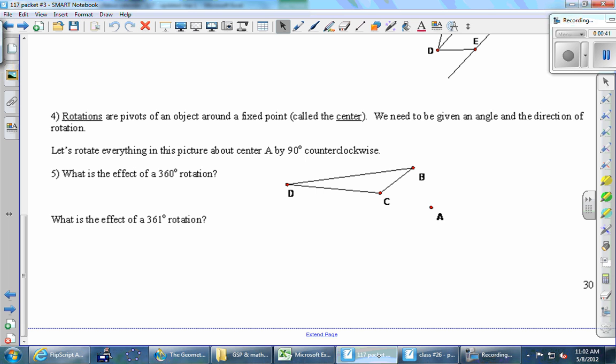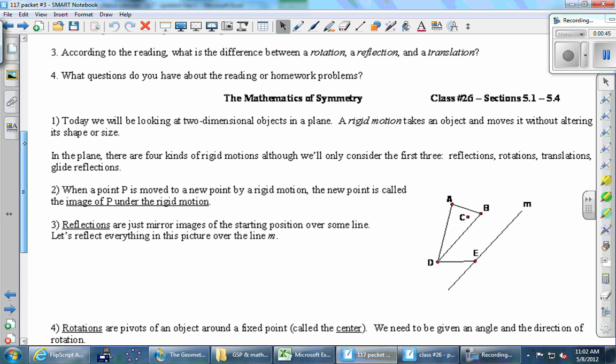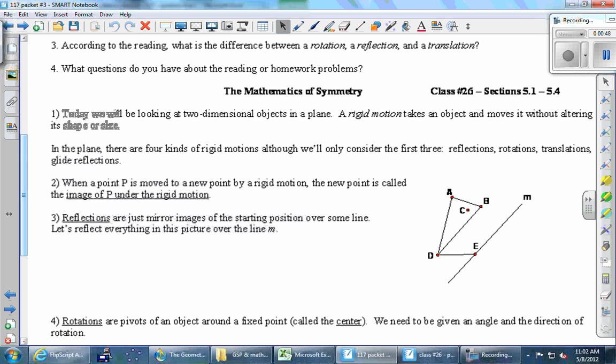Okay, so on page 30, like I said, we talk a little bit more about math and art. We'll begin with number 1. Henry?